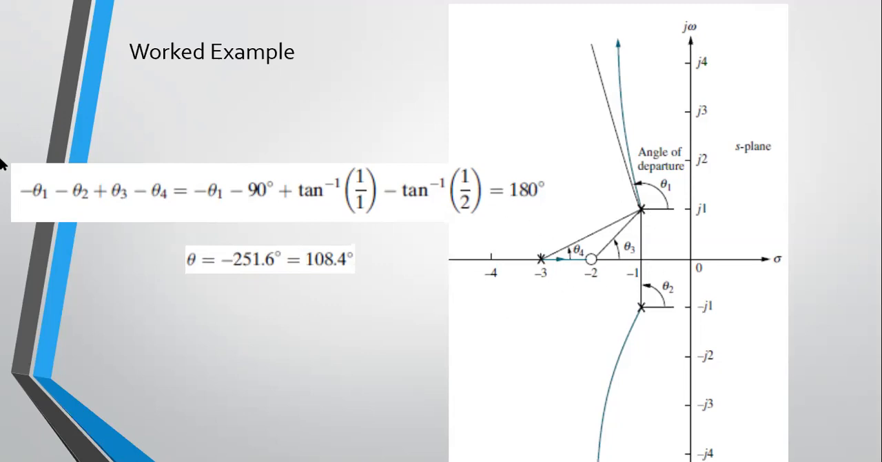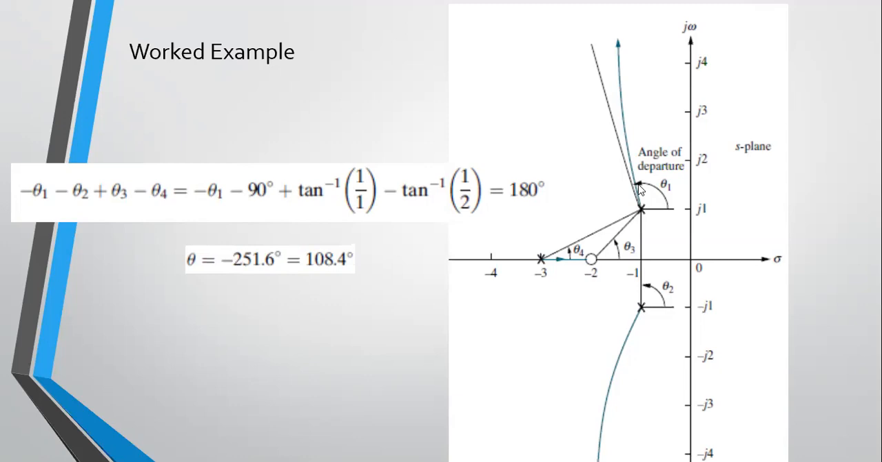Now, if you find the sum of these angles, for this point to be on the root locus, it has to be plus or minus 180 degrees. So we're choosing 180 degrees here. You could have chosen minus 180 degrees as well. So we're getting an angle θ1 of minus 251.6 degrees. So we're saying this angle of departure is negative, so you're going to turn clockwise. So it is minus 251.6 degrees. Or if you want it to be positive, you can add 360 degrees, which gives 108.4 degrees.